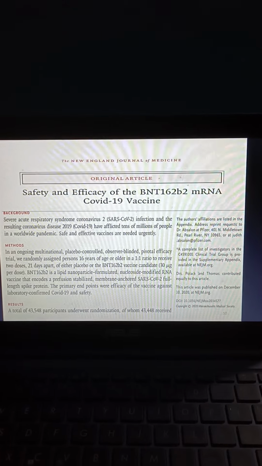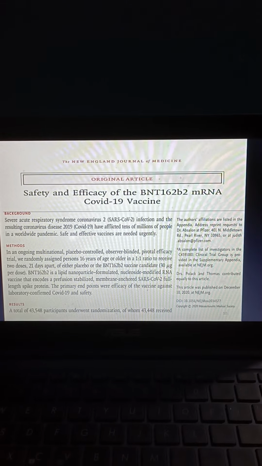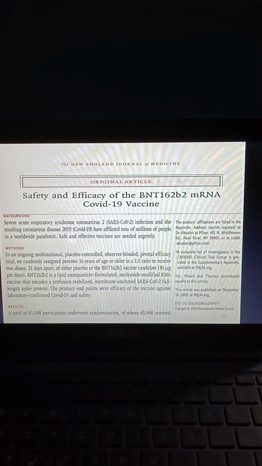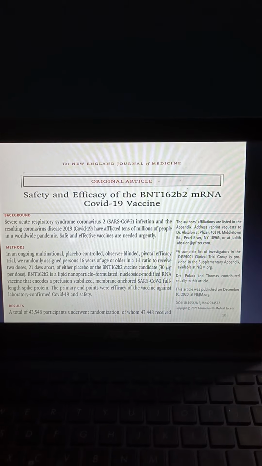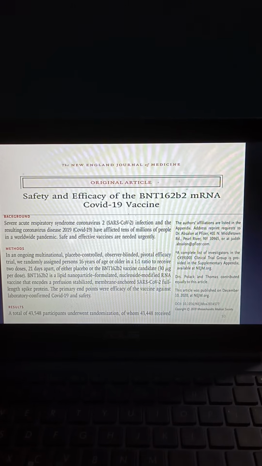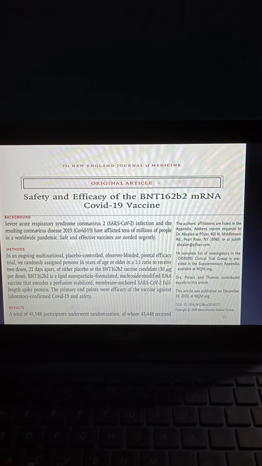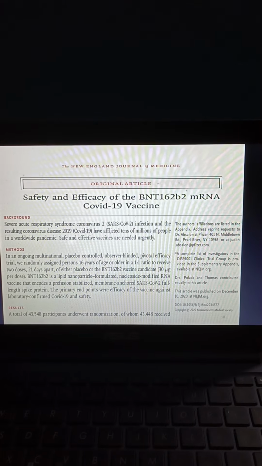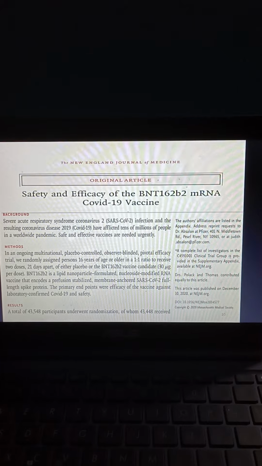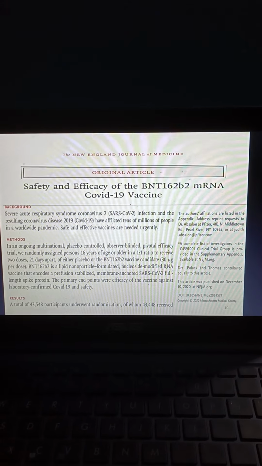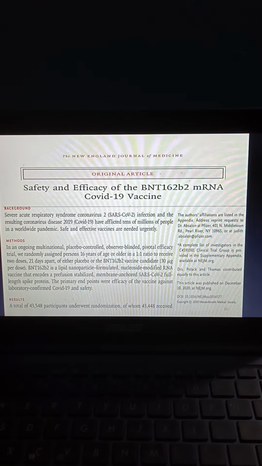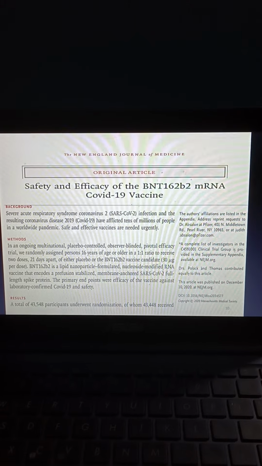Methods. In an ongoing multinational, placebo-controlled, observer-blinded pivotal efficacy trial, we randomly assigned persons 16 years of age or older in a 1:1 ratio to receive two doses, 21 days apart, of either placebo or the BNT162b2 vaccine candidate, 30 micrograms per dose. BNT162b2 is a lipid nanoparticle formulated, nucleoside-modified RNA vaccine that encodes a prefusion-stabilized, membrane-anchored SARS-CoV-2 full-length spike protein. The primary endpoints were efficacy of the vaccine against laboratory-confirmed COVID-19 and safety.